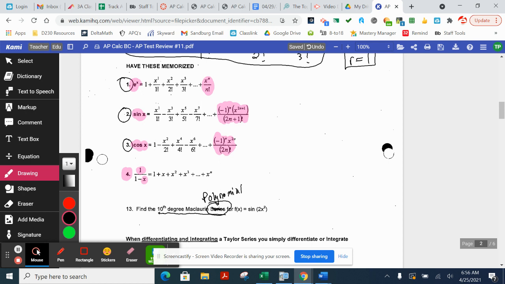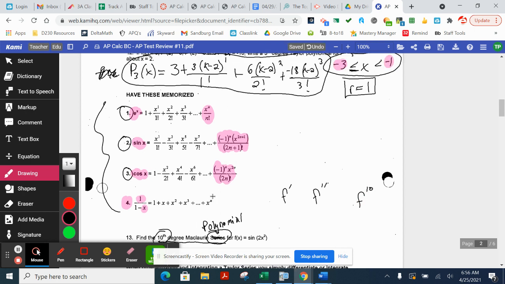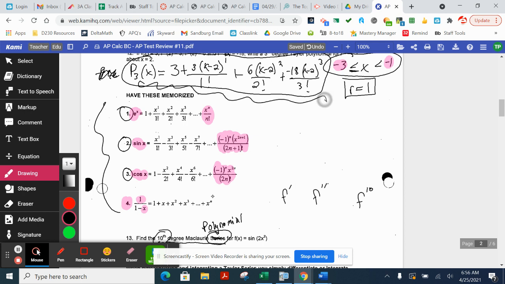So that, just me explaining that, is why you want to have what these are up here memorized, because if we don't, you need to hammer out 10 derivatives. We need to go derivative, second derivative, until we get to the 10th derivative, and then we need to do what we would have done up here using our little pattern, the Taylor series polynomial formula, to go through all of that.